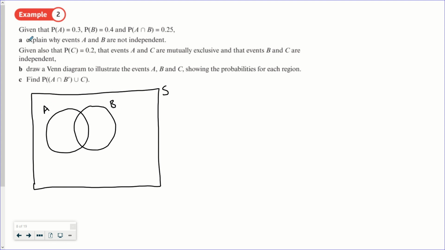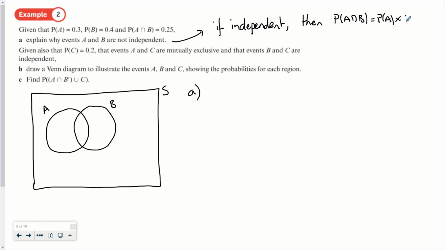Now, what we're asked to do in part A is explain why the events A and B are not independent. So remember, if they're independent, then the probability of A and B happening is the probability of A happening multiplied by the probability of B happening. That's our definition of independence. So in order to show that two events are not independent, we're going to show that if we times the two probabilities together, probability of A times probability of B, we don't get the probability of A and B.